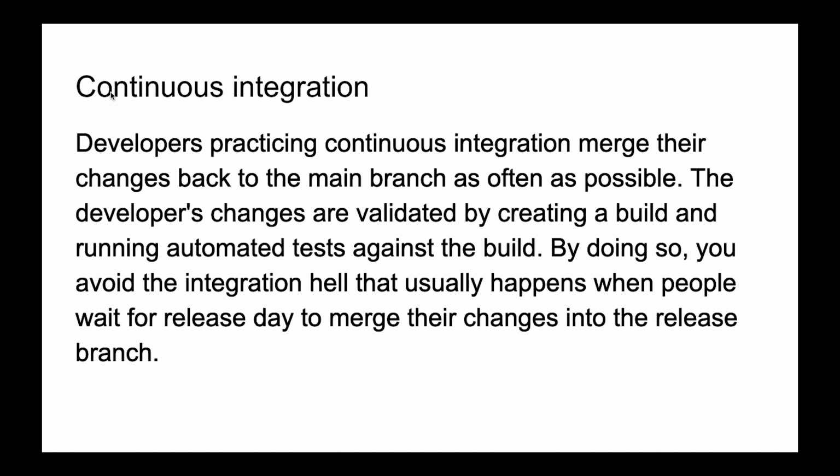So continuous integration is when developers merge their changes back to the main branch as often as possible, just to get the latest version of code and know that their changes didn't break anything. And their changes are validated by creating a build and running automated tests against the build. As I mentioned, it might be unit tests or integration tests. By doing so, we avoid the integration hell that usually happens when people wait for the release date to merge their changes into the release branch. As I mentioned before, it might be really difficult.